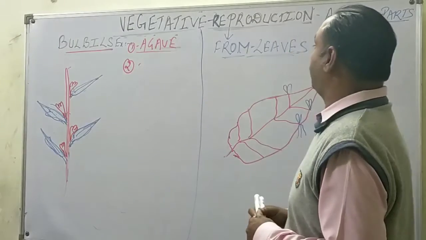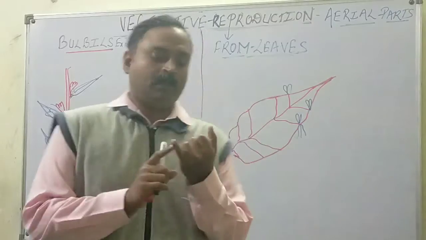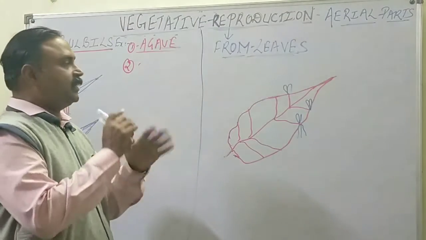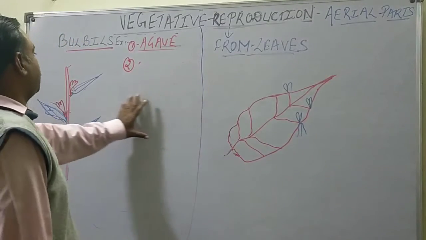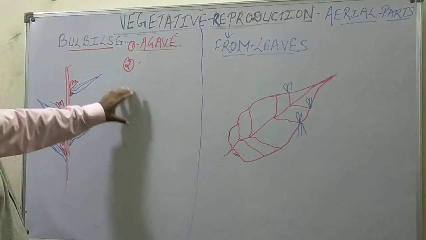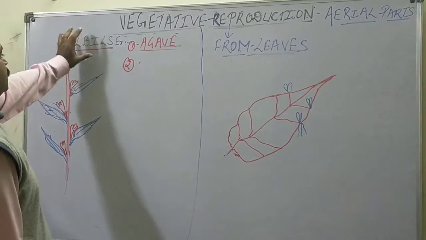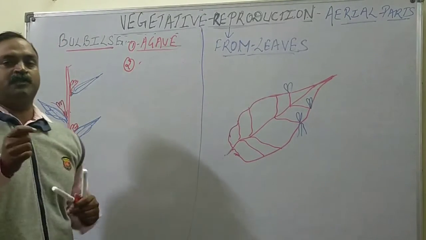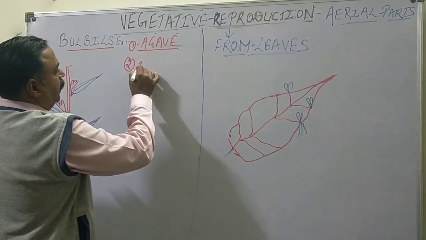Now in vegetative reproduction, we have studied the underground part. Now we are going to study vegetative reproduction in the aerial part, and after that we will study the subaerial part. When we see aerial parts, we have one more example, that is bulbils and leaves. Bulbils are small bulbs, and the best examples to study bulbils are agave and dioscorea.